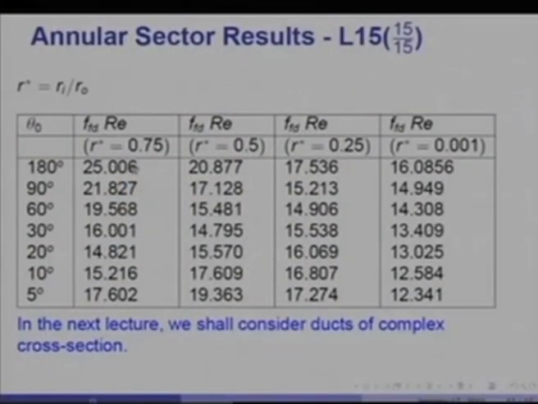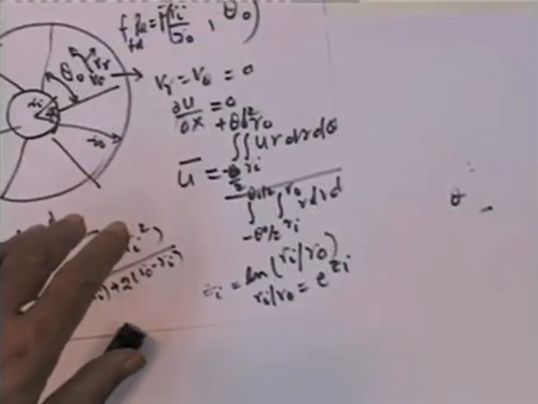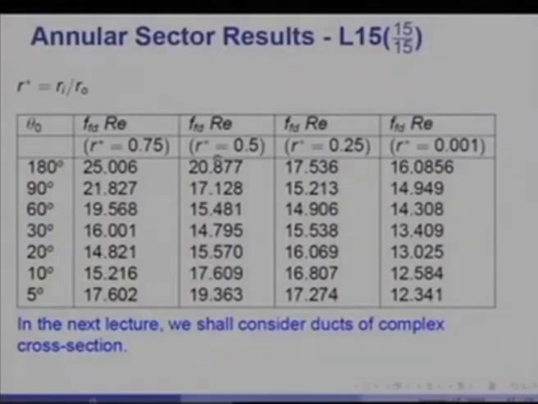And you can see the friction factor times Reynolds number at 0.75, for example, is 25 for a semicircular duct going down to 17.6. Here at 0.5, it goes down to 9, and then increases to 19. This is 0.25, and this of course would correspond to Ri by Ro equal to 0, again for a semicircular duct, 16 down to 12. There is a very monotonic decline in it.